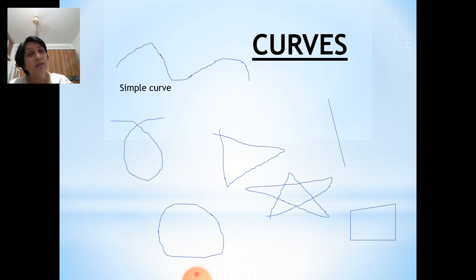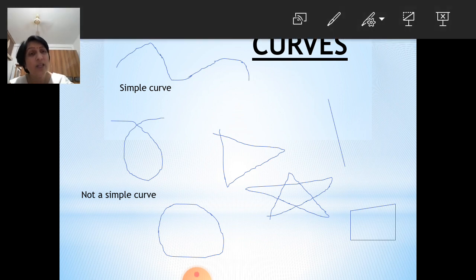It is simple. Why is it simple? Because it does not have any overlapping, and it is an open curve. The second one is not a simple curve. Why is it not simple? Because there is an overlapping. Here the curve which you can see, the circle-like curve, its starting and end point is the same, so it is called a closed curve.